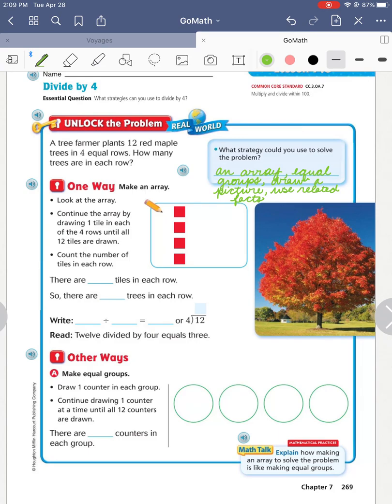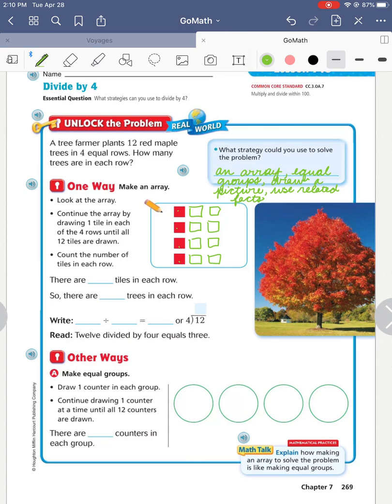So the first way they're showing us is to make an array. It says, look at the array, continue the array by drawing one tile in each of the 4 rows until all 12 tiles are drawn. So there's 1, 2, 3, 4, add one more, 5, 6, 7, 8. I didn't get to 12 yet, so 9, 10, 11, 12.